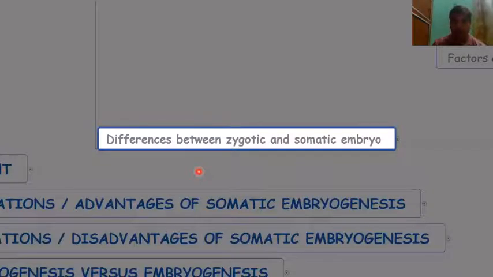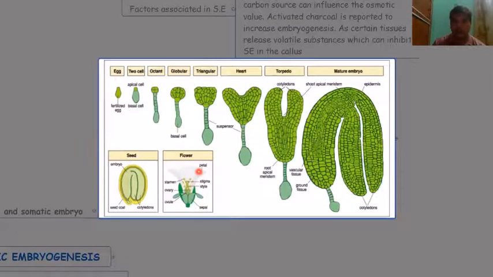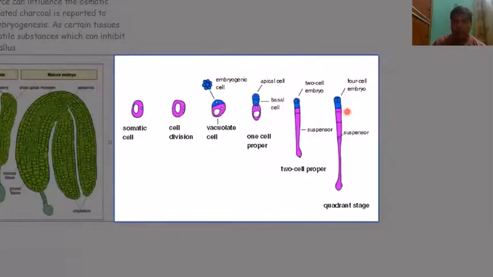Here I'm not going to give you a very detailed overview of this difference, but as you can see in these pictures, zygotic embryo development is shown. From single cells, further development takes place and it forms all the typical stages of embryo development: globular, heart-shaped, torpedo shape, and the mature cotyledonary stage embryo. Similarly, we find the same development pattern in somatic embryos, where the somatic cell undergoes development in the same way.